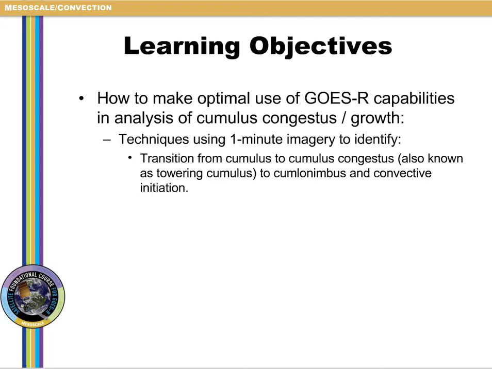For our learning objective, we'll learn how to make optimal use of GOES-R capabilities in the analysis of cumulus, congestus, and growth. This includes techniques using 1-minute imagery to identify the transition from cumulus to cumulus congestus, which is also known as towering cumulus, to cumulonimbus and convective initiation.